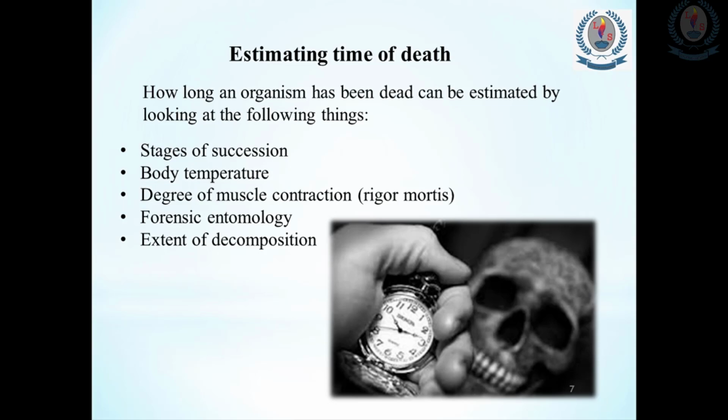So now let us see how to estimate time of death. How long an organism has been dead can be estimated by stages of succession, body temperature, degree of muscle contraction, which we call the rigor mortis effect, forensic entomology, and extent of decomposition.